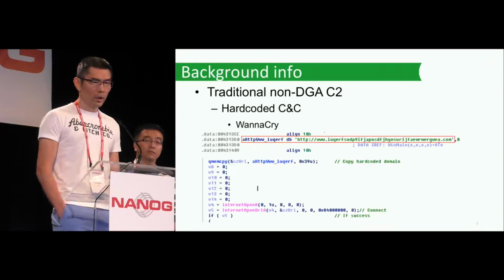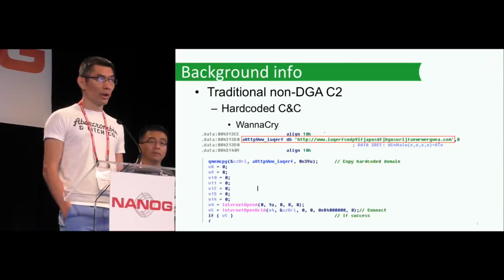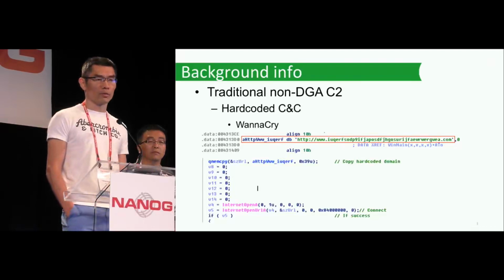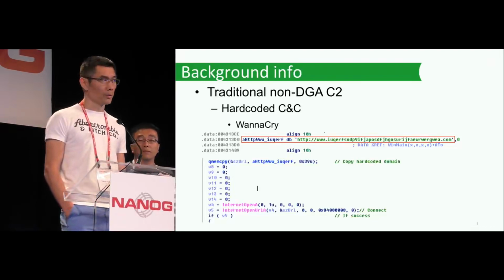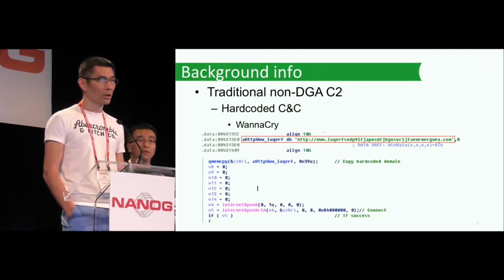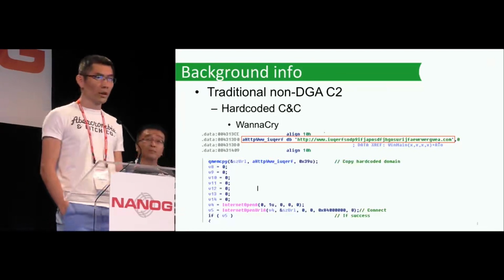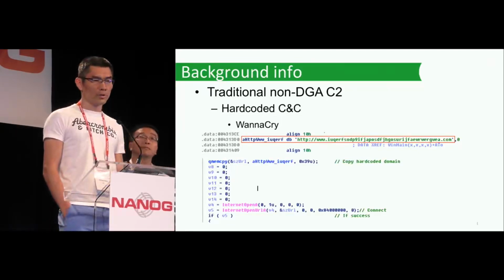We all know most malware needs some kind of mechanism to talk with its C2s, command and controllers. Most malware these days uses hard-coded C2s. By hard-coded, we mean it's either a fixed IP address or a DNS name.